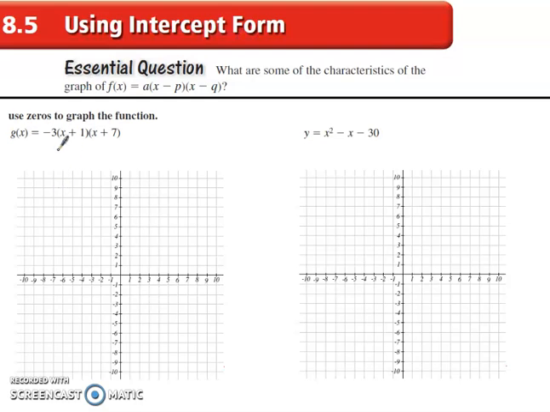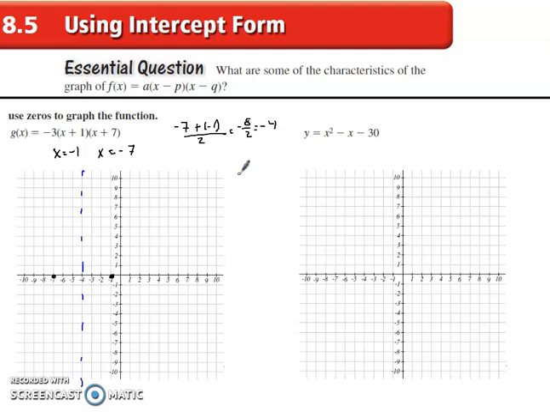In my first function g of x, I know that the zeros are -1 and -7. So I'm going to go ahead and put my -1 and my -7 on my graph. Then to find the x value of my vertex, I simply add those two numbers and divide by 2. So -8/2 tells me that my vertex lies on the axis of symmetry somewhere at -4. So this is my axis of symmetry, or that fold right down the center of my graph.